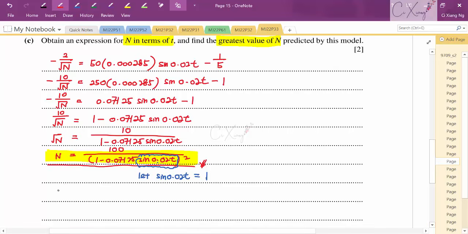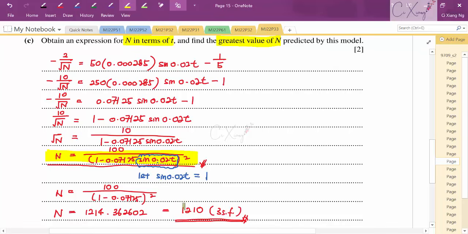Alright, so to get the greatest value of n, I will let sine 0.02t equals to 1. So when I simplify, I'm having 1 minus 0.07125 and then square. Okay, and eventually the value of n that I get is a long series of values, which is 1214.362602, and of course I will change it to 3 significant figures, where for my answer I'm having 1210.